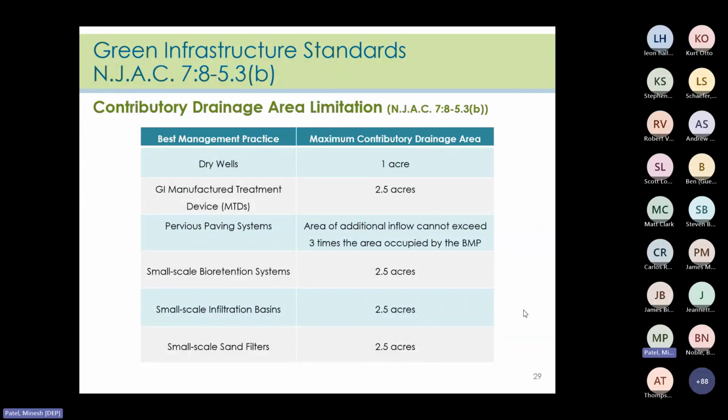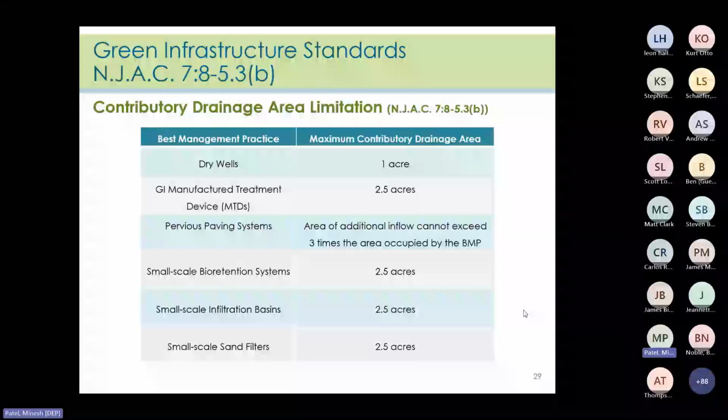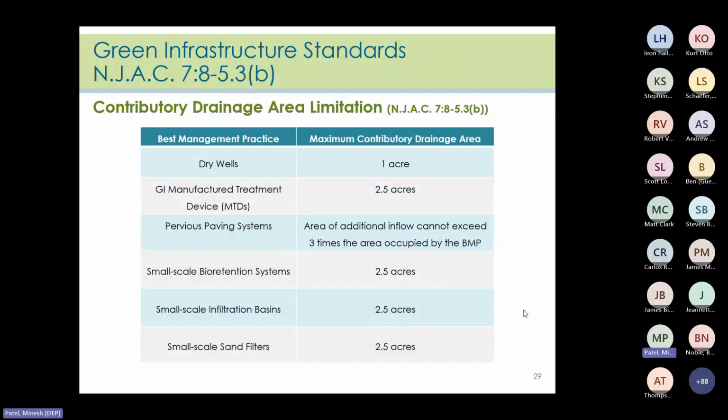In the past, we've seen projects that propose to design two small-scale GI BMPs that each have drainage areas just less than the maximum allowed contributory drainage area, so side by side in a corner of the site, so as to try and get around this drainage limitation. However, a design like this is not going to meet the GI definition. So to review, GI means a stormwater management measure that manages stormwater close to its source. The design of a small-scale GI BMP shall be distributed throughout the site and manage the runoff closer to the source that is generating the runoff.